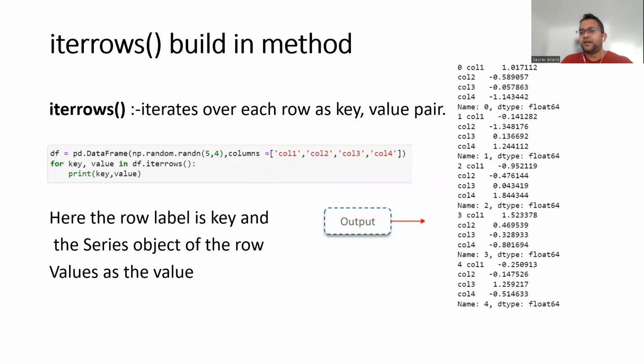The iterrows method iterates through each row as a key-value pair. Here the key is the row name and the value is the series object of the row values. In this example, we have created a data frame of random values with 5 rows and 4 columns. When we applied the iterrows method on the data frame, we can see the output displays the row and its corresponding column values and the data type respectively.